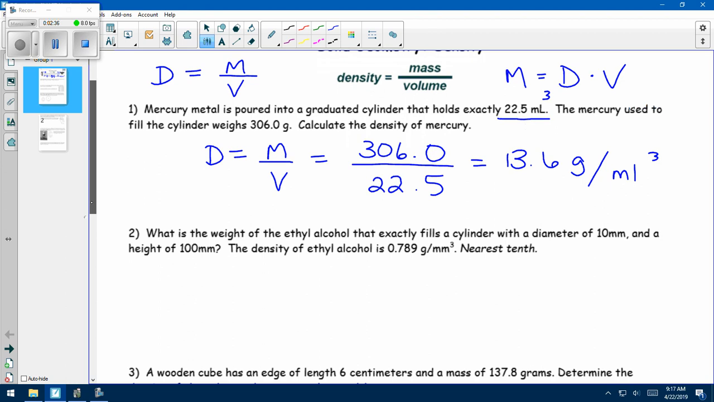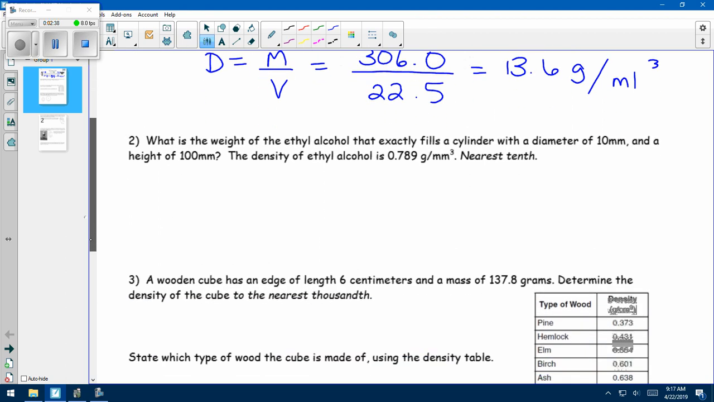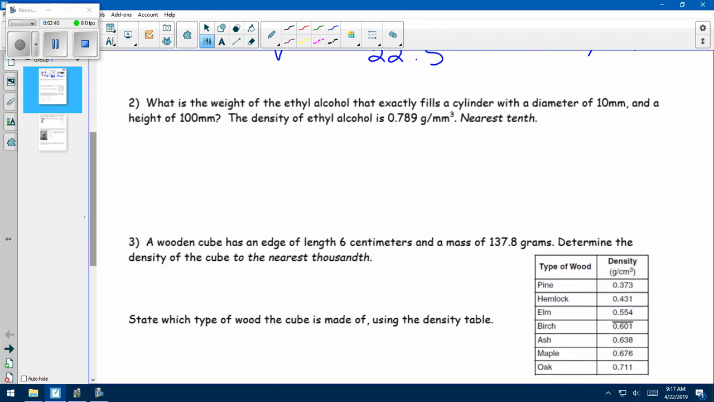If we go ahead and take a look at number 2, it says, what is the weight of ethyl alcohol that fills a cylinder whose diameter is 10 millimeters and has a height of 100 millimeters? The density is given as 0.789 grams per cubic millimeter. So if we're paying attention to something we talked about yesterday, the dimensions of the cylinder are the same type of cubic units of volume I need as far as the density is concerned.